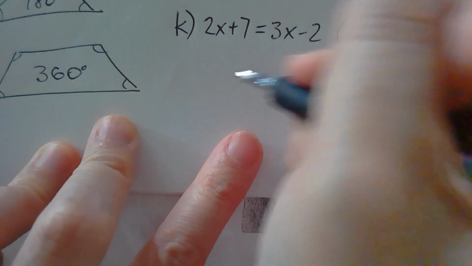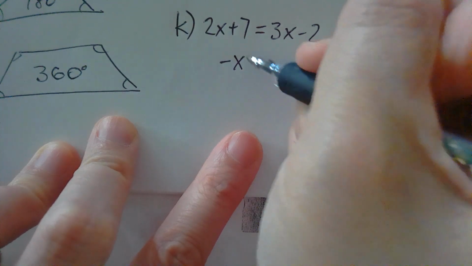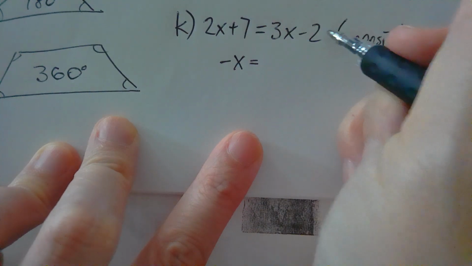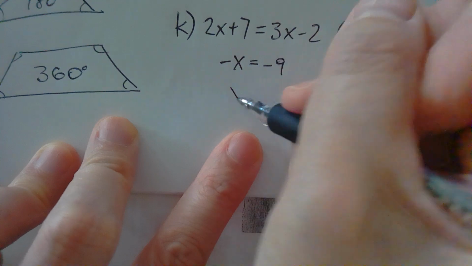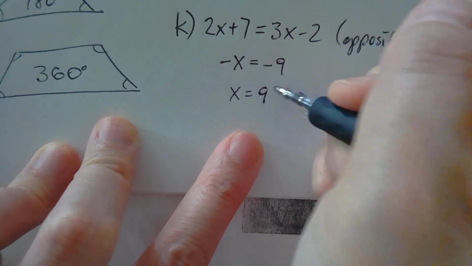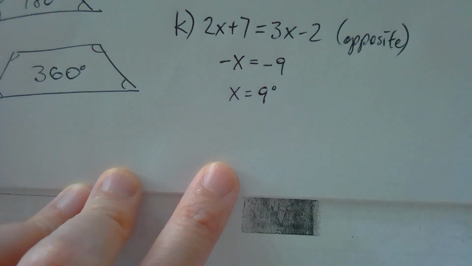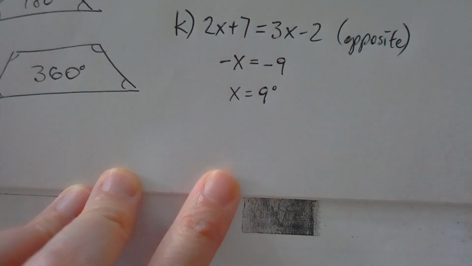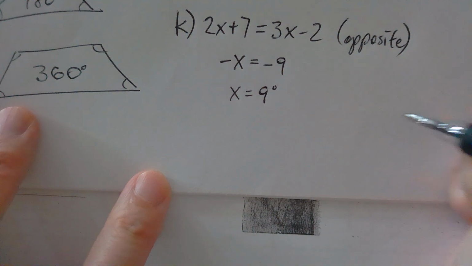Move the 3x over to the left side, you get negative x. Move the 7 to the other side, you get negative 9. So when you divide both sides by negative 1, you get x is 9 degrees. Okay. One last thing.